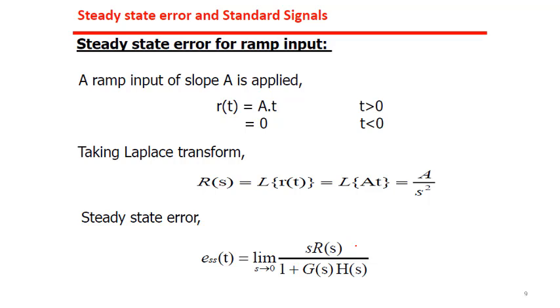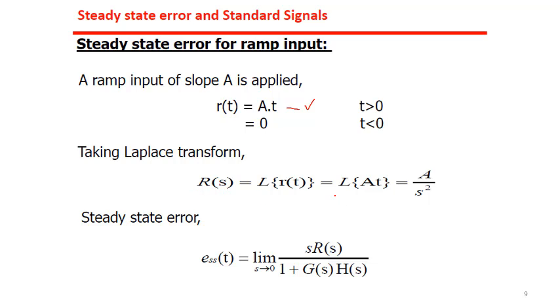Next, steady state error for a ramp input. A ramp input of a slope A is applied to the given input. Hence, it is given mathematically as small r of t equal to A into t for all values of t greater than 0, and it will be equal to 0 when t is lesser than 0. Applying Laplace transform on this above equation, what we get?